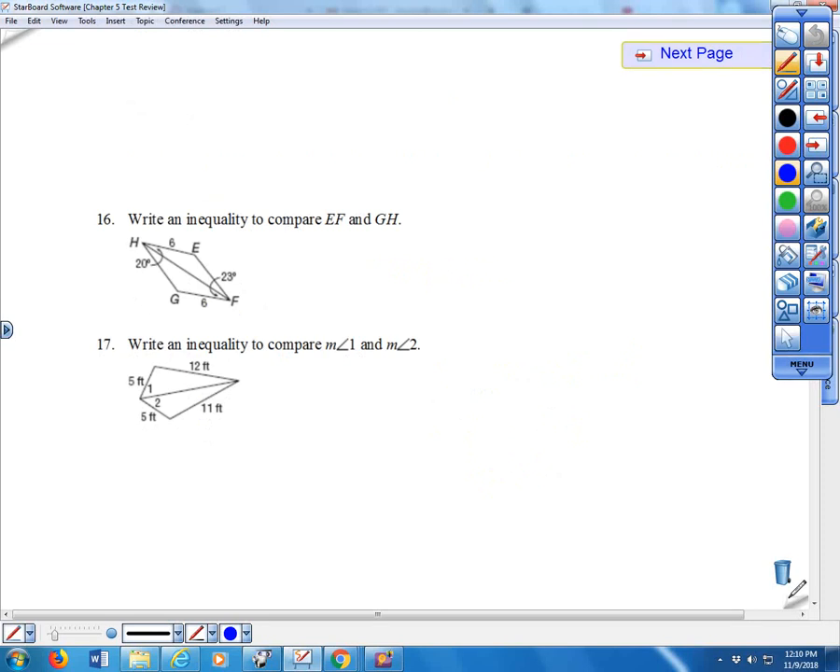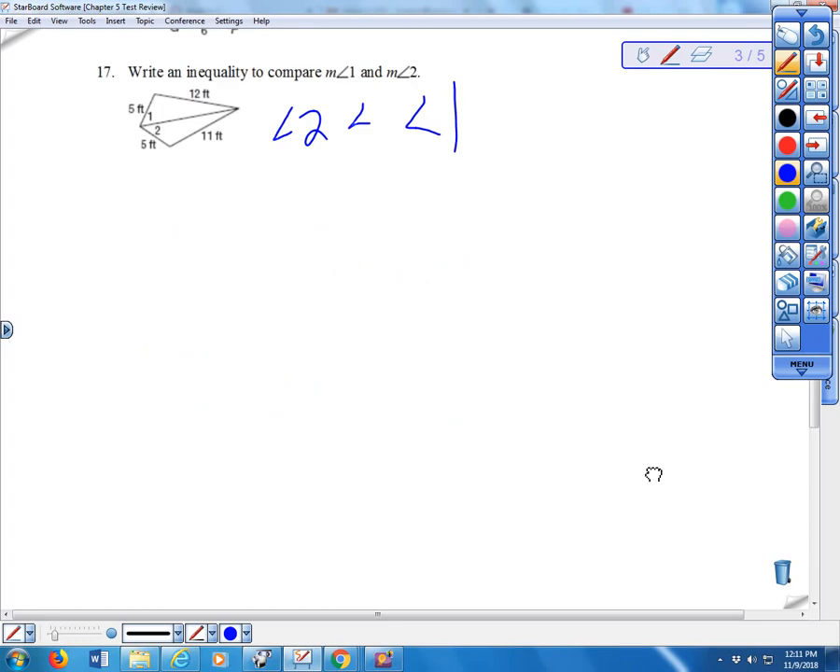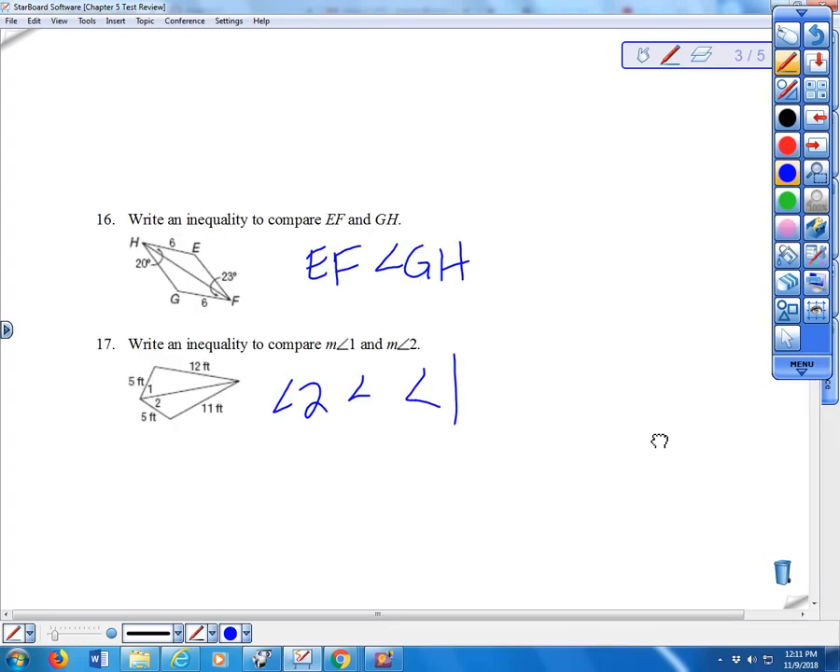Write an inequality to compare EF and GH. Well, EF is opposite a 20-degree angle, and GH is opposite a 23-degree angle. So EF must be less than GH. And then an inequality to compare angle 1 and 2. Well, angle 1 is opposite 12, and angle 2 is opposite 11. So angle 2 is less than angle 1. And that is it.